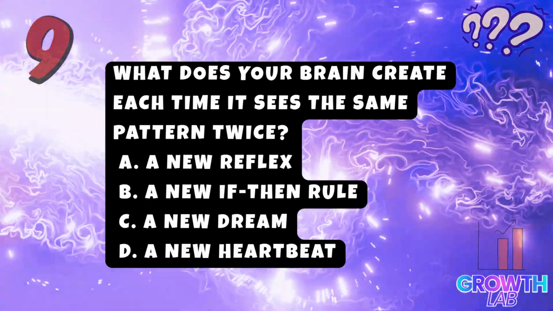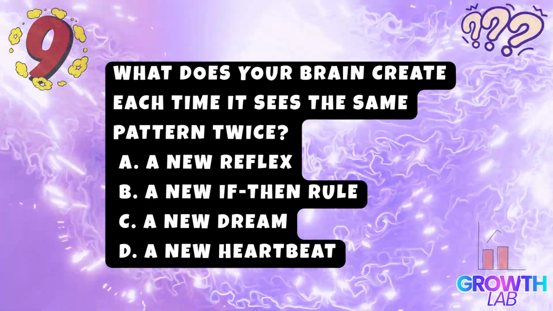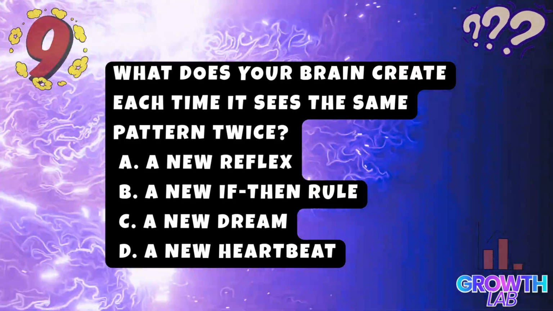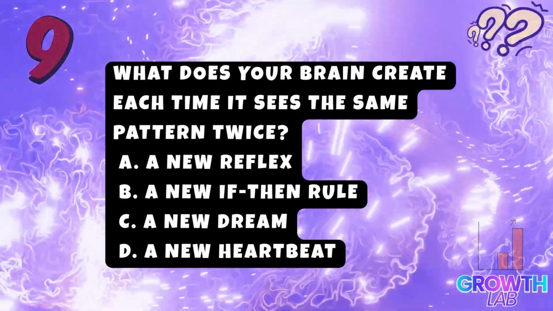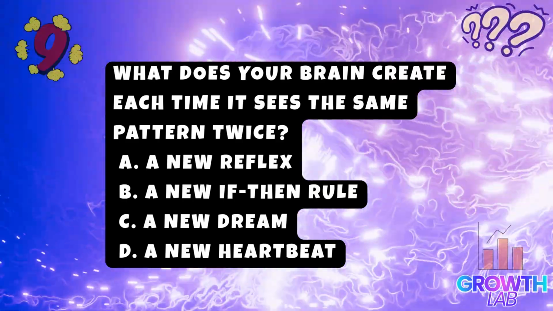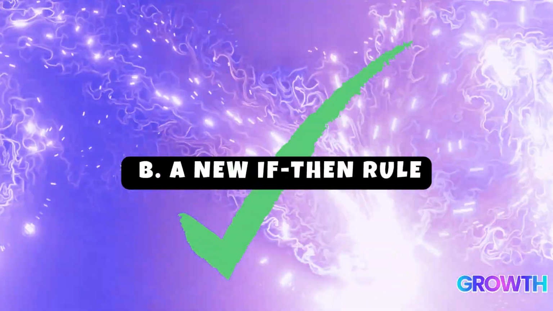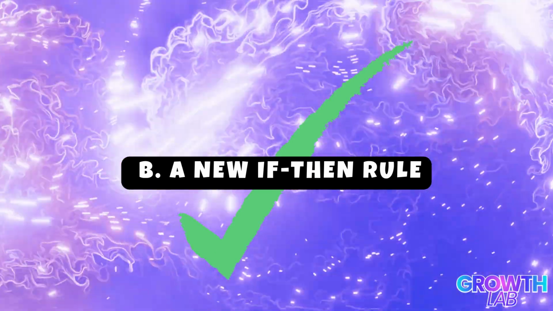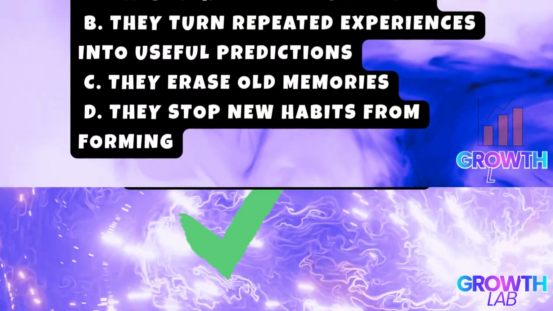Question 9. What does your brain create each time it sees the same pattern twice? Answer options are: Option A, a new reflex. Option B, a new if-then rule. Option C, a new dream. Option D, a new heartbeat. Correct option is option B, a new if-then rule. Repetition strengthens learning pathways.